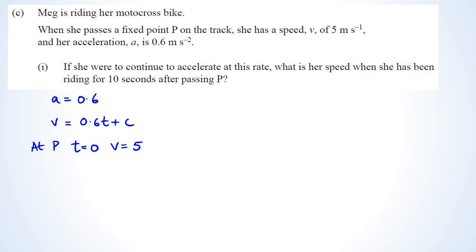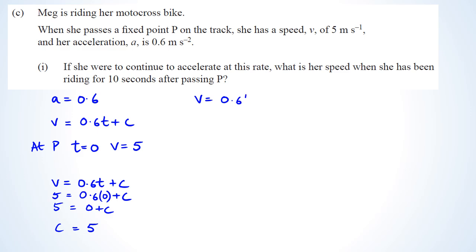So when t is equal to 0, velocity is 5. Because we've got v equals 0.6t plus c, 5 equals 0.6 multiplied by 0 plus c. So we get 5 equals 0 plus c, and so c is equal to 5. What we have is the velocity function: 0.6t plus 5.